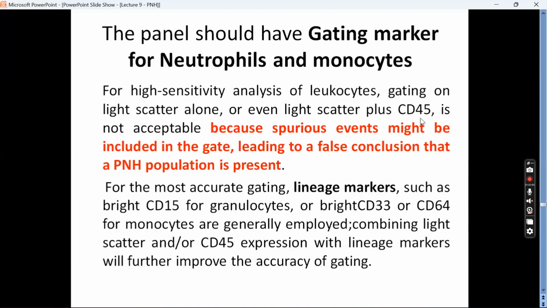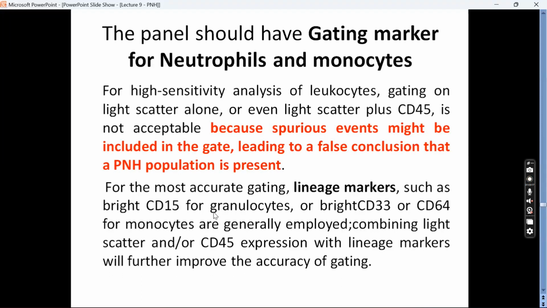So you should include a gating marker in your assay or in your panel. For the most accurate gating, lineage markers such as CD15 for neutrophils and CD64 or bright CD33 for monocytes are generally employed. Combining side scatter properties with CD45 and these markers, you can now purify the neutrophils and monocytes in the best possible way.